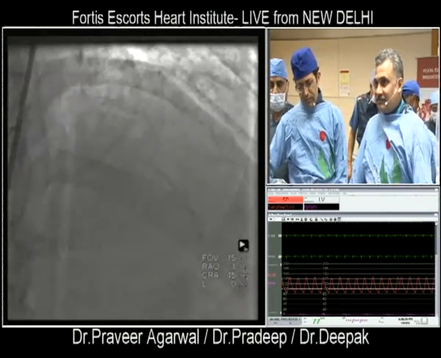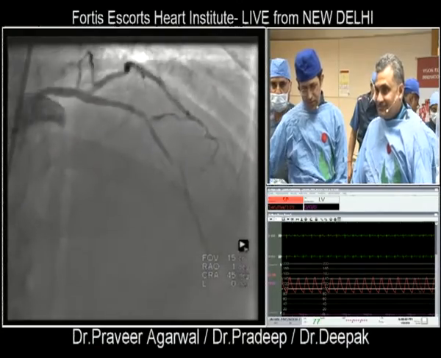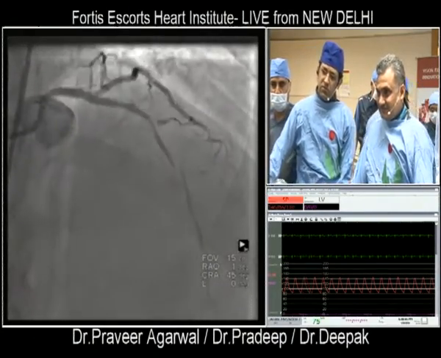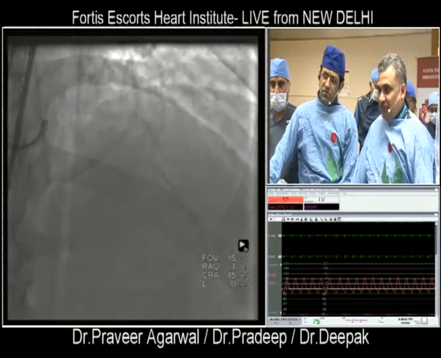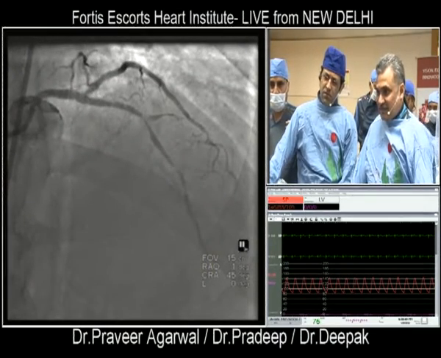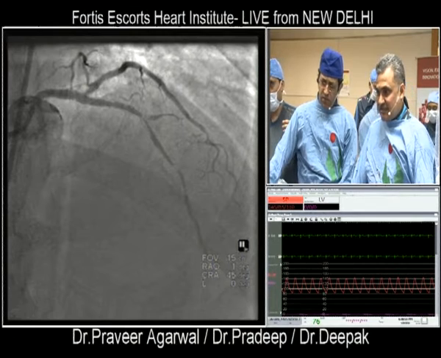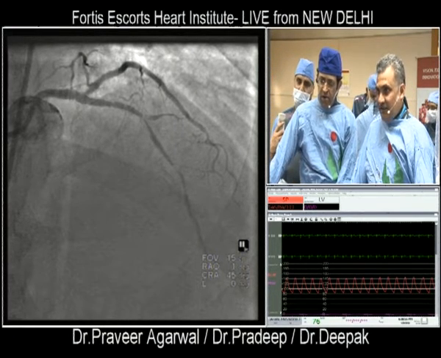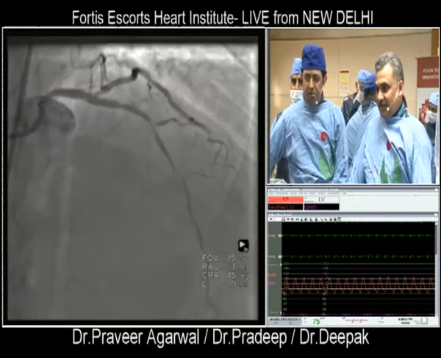You have to check the true size of the mid LAD. It may be larger than we can see with the angiography. As we go along, we'll do the IVUS and see the actual size of the LAD. Right. So now the other problem is there once we start.